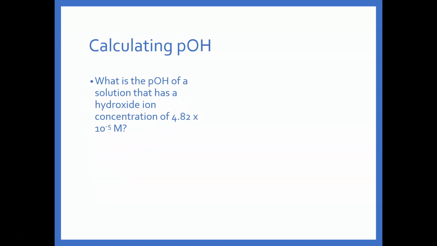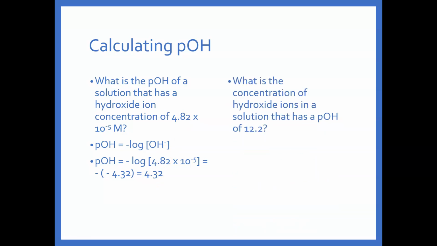First, you were asked, what is the pOH of a solution that has a hydroxide ion concentration of 4.8 times 10 to the negative fifth molar? Once again, pOH equals the negative log of the hydroxide ion concentration. So that means we're going to make our formula negative log 4.8 times 10 to the negative fifth. And when we enter that into our calculator, we are going to get 4.32. Once again, you will notice that the number we started with had 3 sig figs, so our answer now has 3 sig figs.